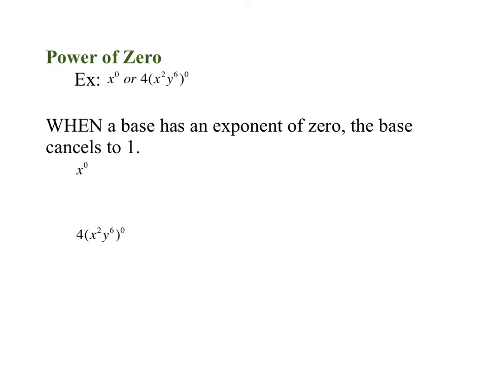We're at our final rule, power of 0. This is an interesting rule. The situation is that we have a base or bases that have an exponent of 0. So x to the 0, sometimes we have a group going to the 0 power. Pay attention to that. The base cancels to 1 completely. So here at x to the 0, this outcome is just 1.